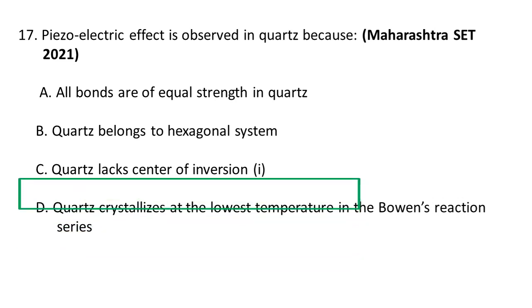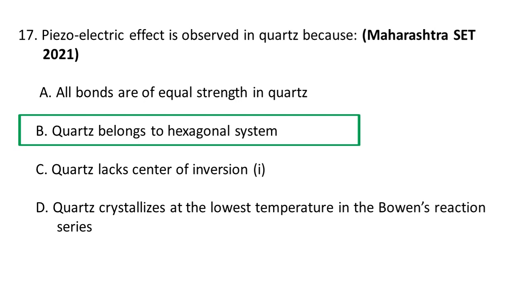The piezoelectric effect is observed in quartz because of its crystalline structure and the arrangement of its atoms. The regularity of the quartz structure causes the effects of the piezoelectric effect to accumulate, resulting in a measurable electric potential difference. So B, quartz belongs to hexagonal system, is the correct option.